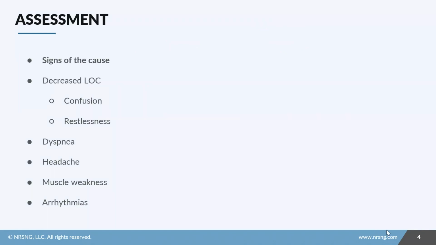So the number one thing that you're going to assess in a patient with respiratory acidosis is signs and symptoms of whatever caused it. So you may see decreased lung sounds if they have a pneumothorax, or a decreased level of consciousness if they had some sort of overdose of a sedative or an opioid. So just make sure that you're thoroughly assessing those things in addition to the signs of the acidosis itself.